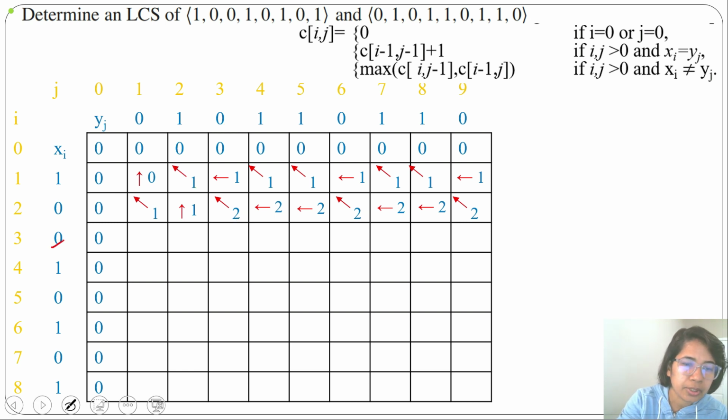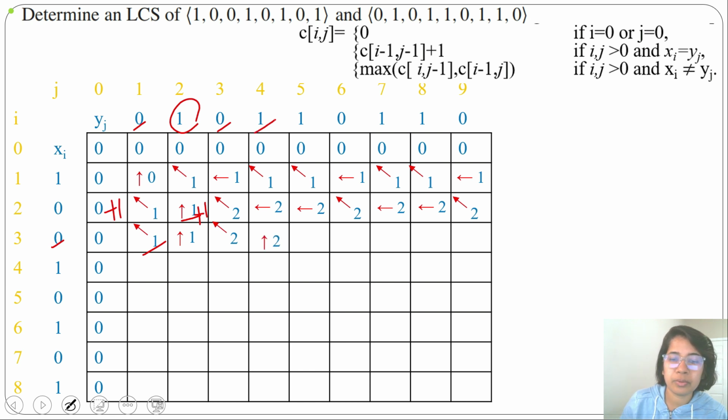Next, third row, 0 equals to 0, so 0 plus 1, it will be 1, and arrow will be toward left corner. Then 0 not equals to 1, these two are equal, so we'll write 1, arrow toward up. Next, 0 equals to 0, so this 1 plus 1, it will be 2, arrow toward left corner. Then 0 not equals to 1, we'll write 2, arrow toward up. 0 not equals to 1, we'll write 2, arrow toward up. When both are equal, arrow will be toward up. We are deriving from the up value.